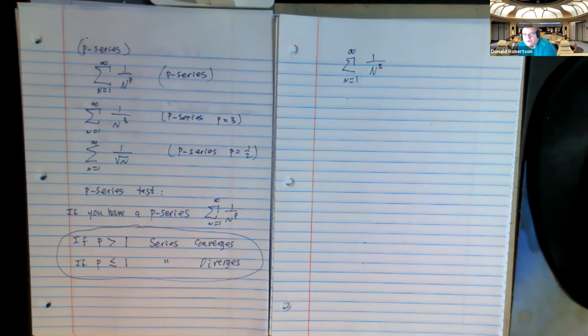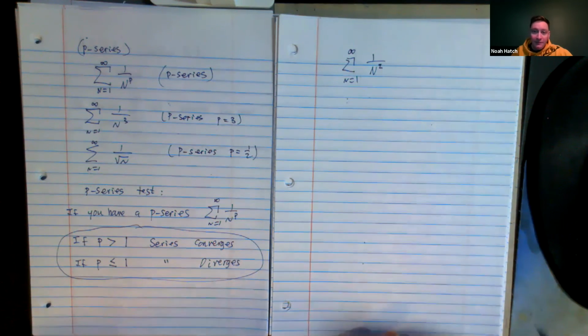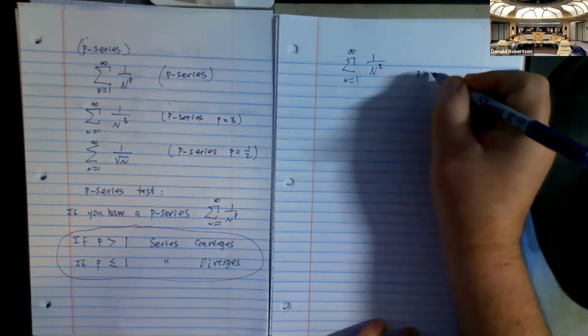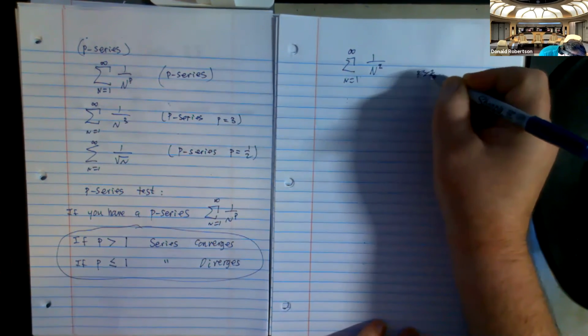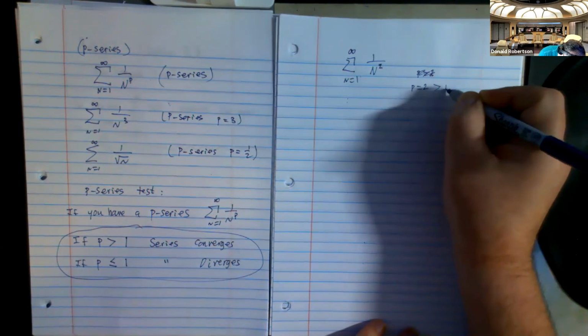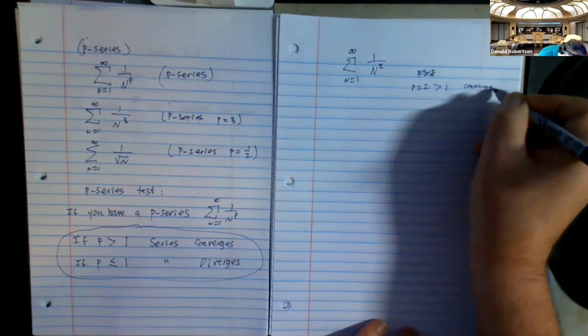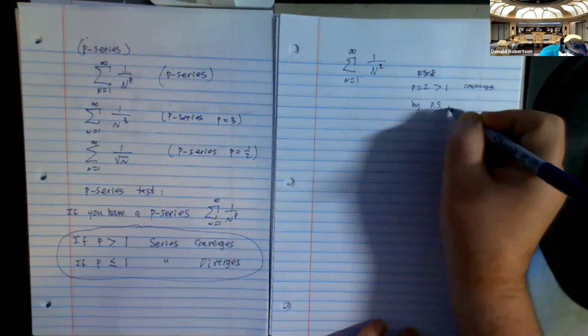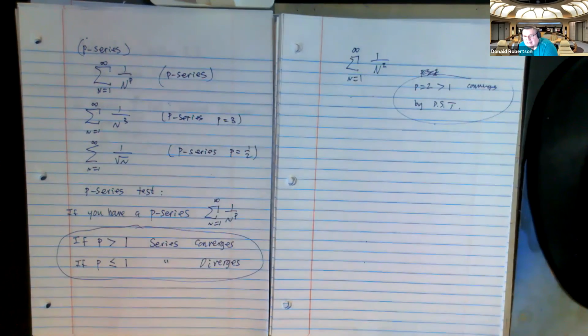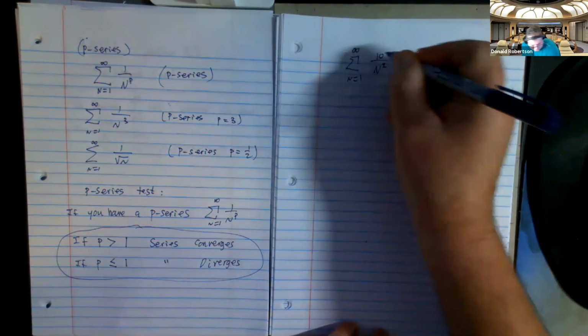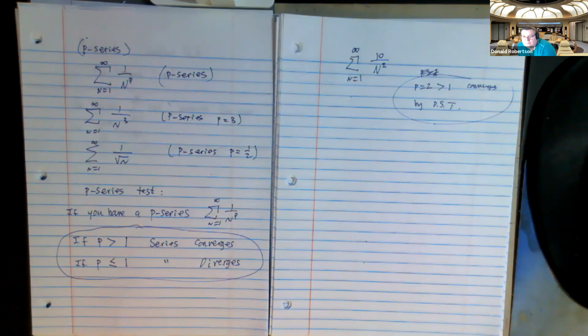Does that series converge or diverge? Converge. And the reason it converges is because p is equal to 2, and that is greater than 1, so it converges by the p-series test. Now, you can't get much easier than a question like that, can you? Now, suppose that was 10. Any difference? Same answer, same reason.